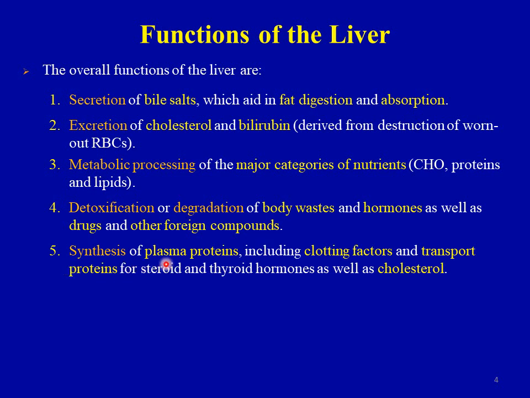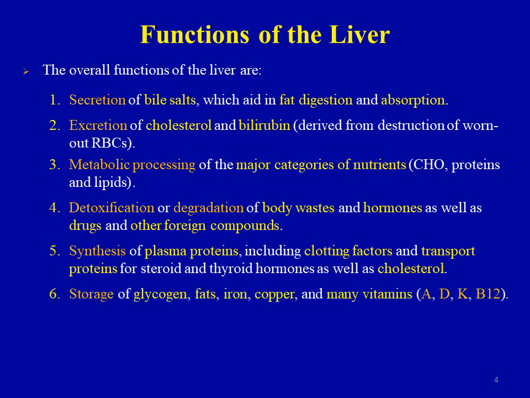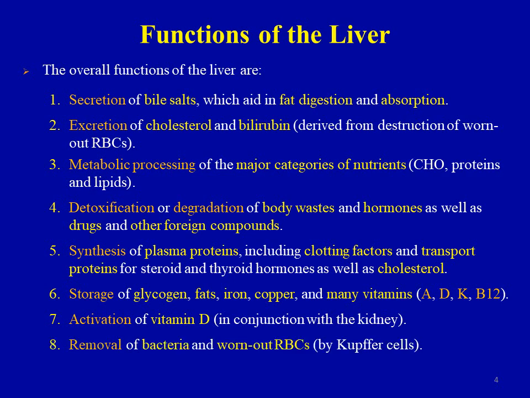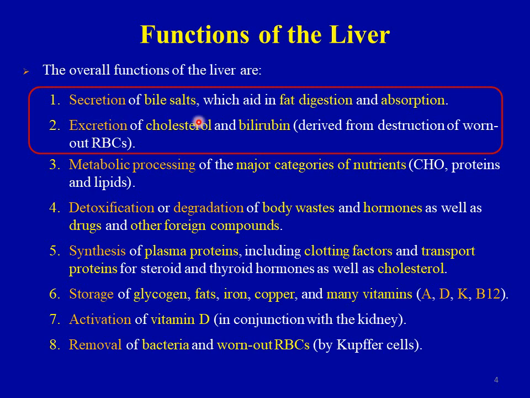Number 5, synthesis of plasma proteins, including different clotting factors and transport proteins for steroid and thyroid hormones, as well as cholesterol. Number 6, storage of glycogen, fats, iron, copper, and many vitamins like vitamin A, D, K, and B12. Then the activation of vitamin D in conjunction with the kidney. Both the liver and kidney are important for the activation of vitamin K. Finally, the removal of bacteria and worn out red blood cells by the fixed tissue macrophages that we call the Kupffer cells in the liver. Today, our topic is mainly focusing on the secretion of bile salts and the excretion of cholesterol and bilirubin.